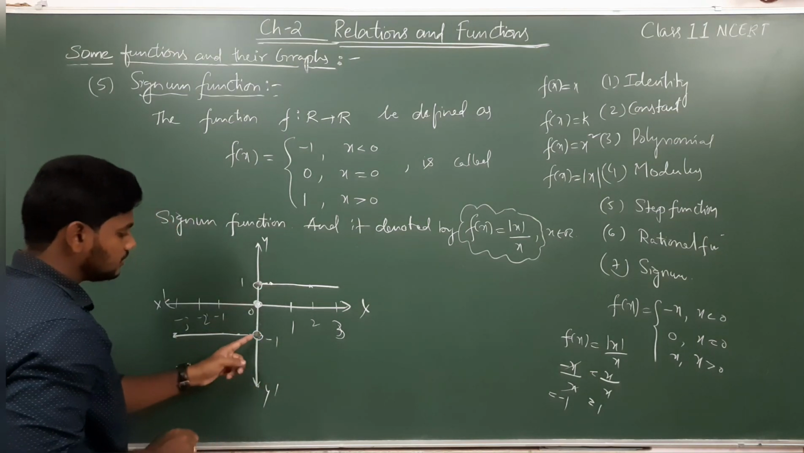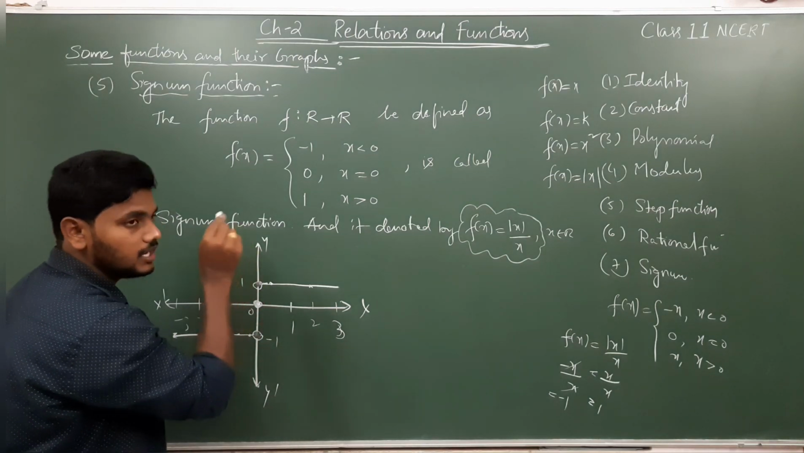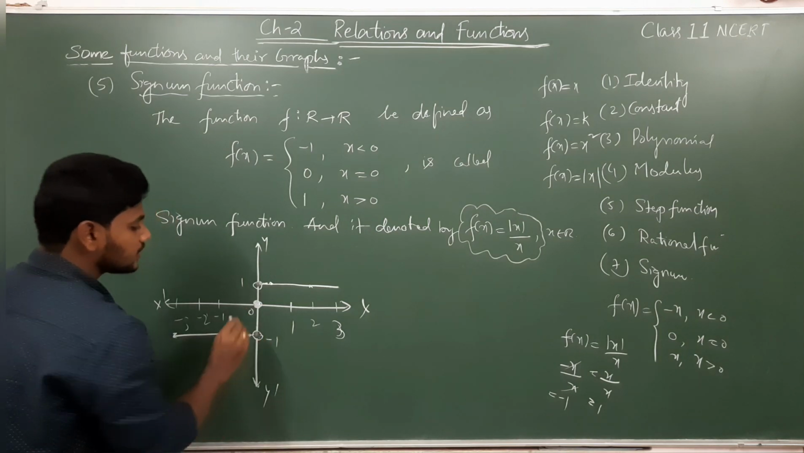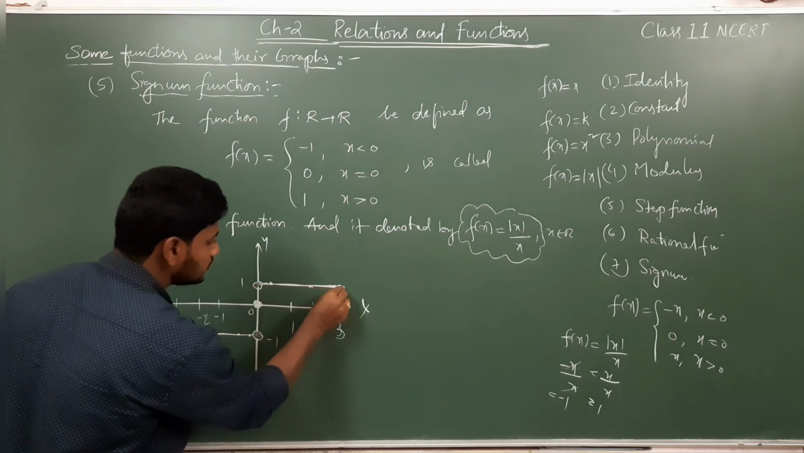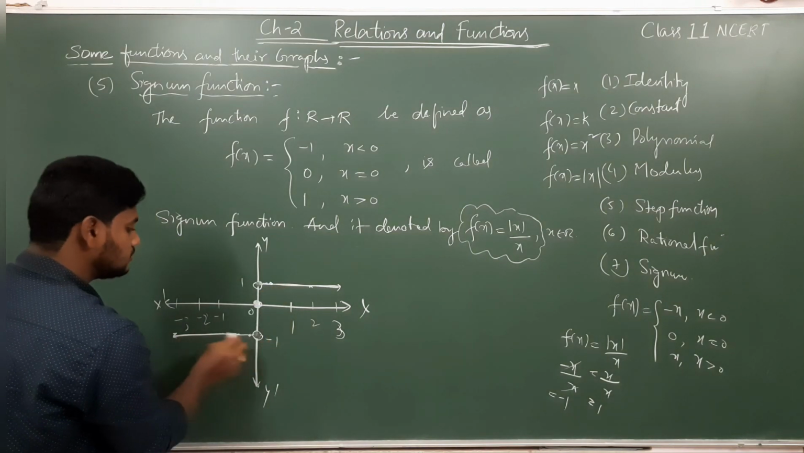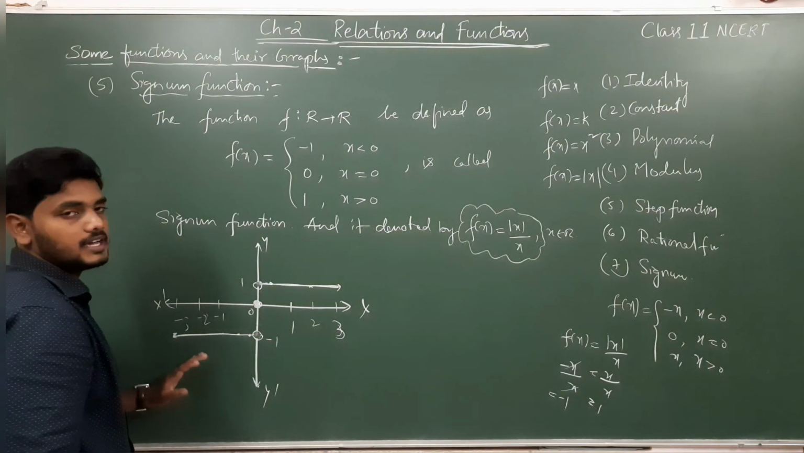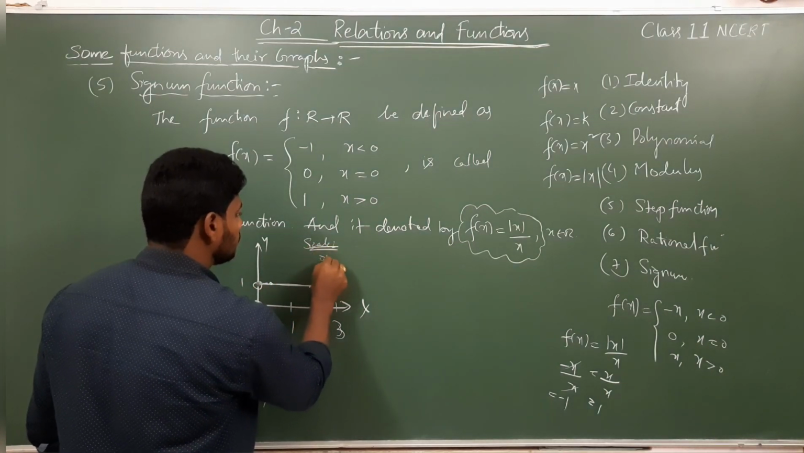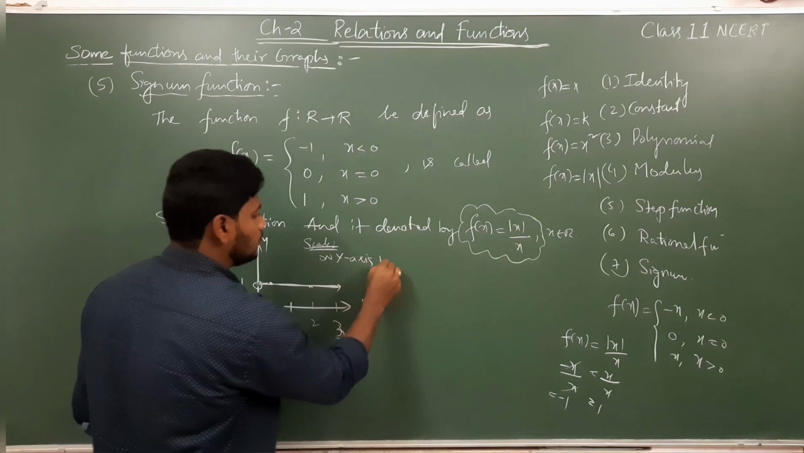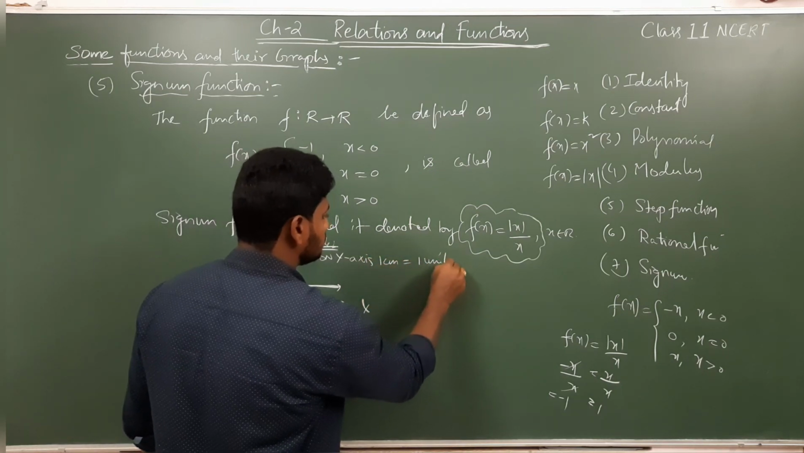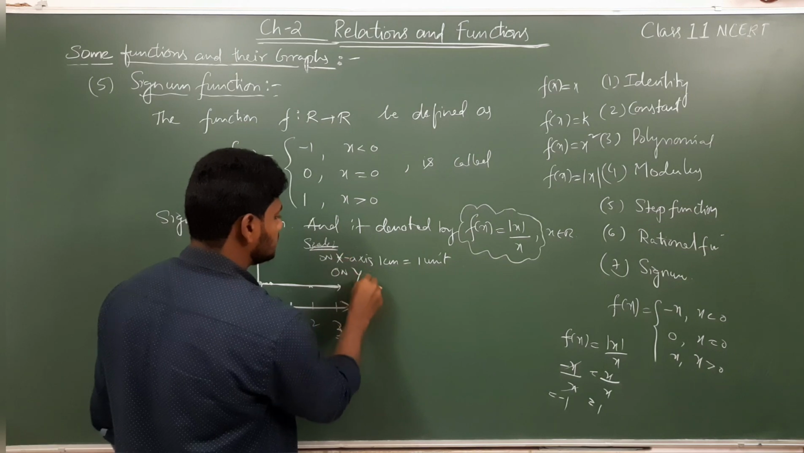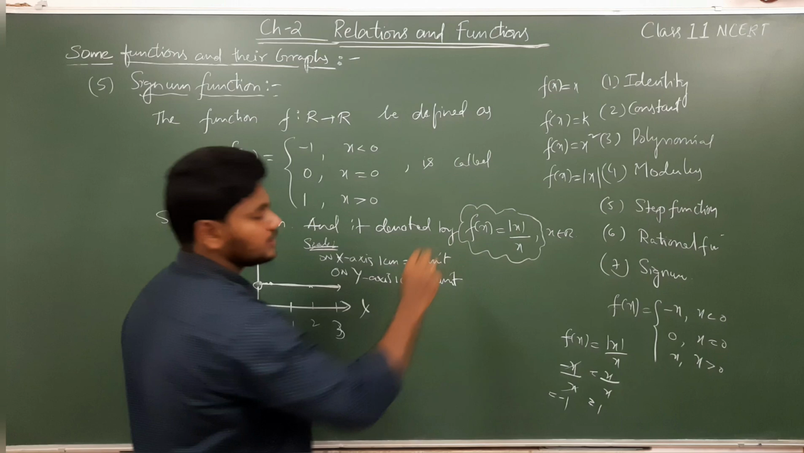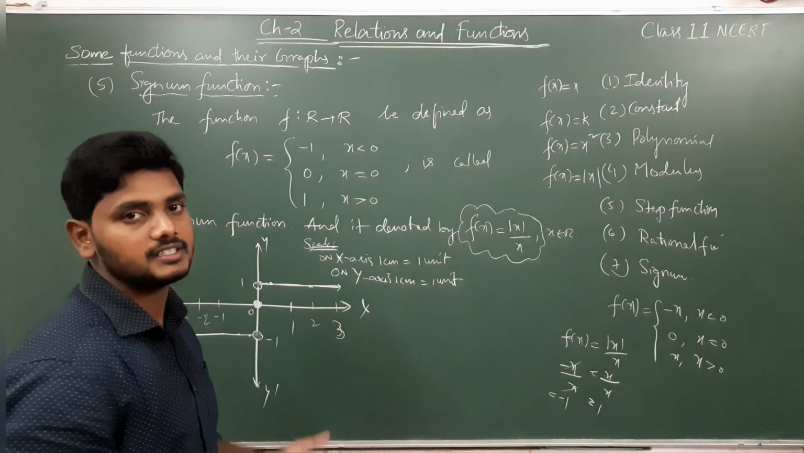If you observe these two, at minus 1 and 1, you need to draw open circles. But at 0, it is a dark circle. Why? Because 0 means 0. After 0, it indicates 1. Less than 0, it indicates minus 1. So this is the graph of the signum function. For the scale, you can write on the x-axis 1 centimeter is equal to 1 unit, and on the y-axis 1 centimeter is equal to 1 unit. Is our part over or incomplete? Incomplete. Why?